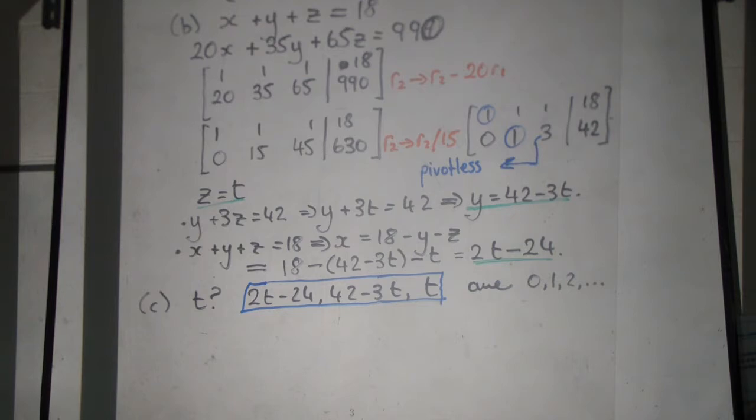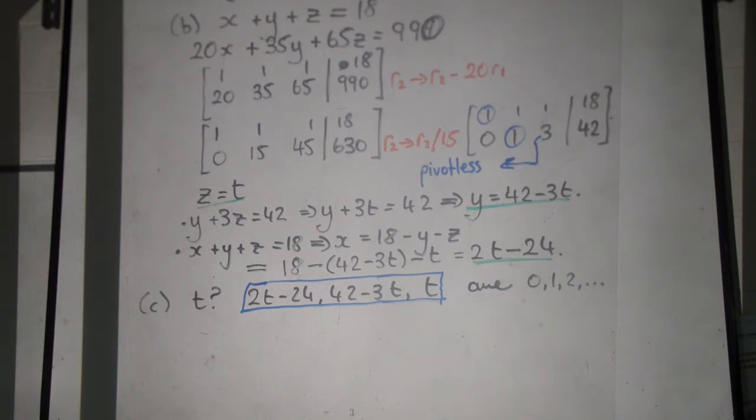I need 2t minus 24 to be greater than or equal to 0. So I need 2t to be bigger than or equal to 24. And of course you could do that in your head as well, depending on how good you are with the numbers. So I certainly need t to be greater than or equal to 12 to satisfy the first one. For the second one, I need 42 minus 3t to be bigger than or equal to 0. So I need 42 to be bigger than or equal to 3t. Divide both sides by 3. I need 14 to be bigger than or equal to t. In other words, t has to be less than or equal to 14. And then the last one, well, I just need t to be bigger than or equal to 0.